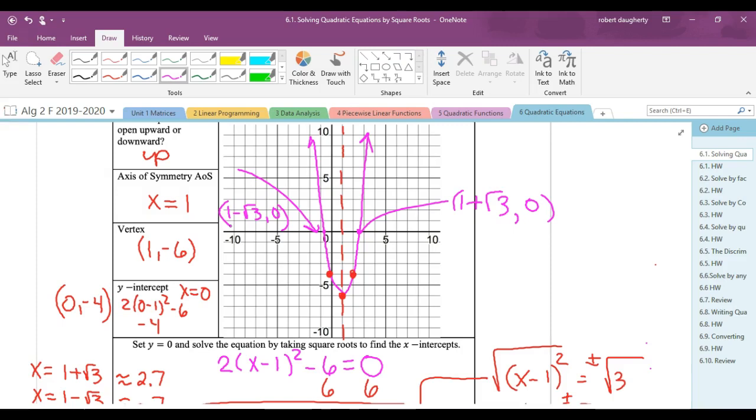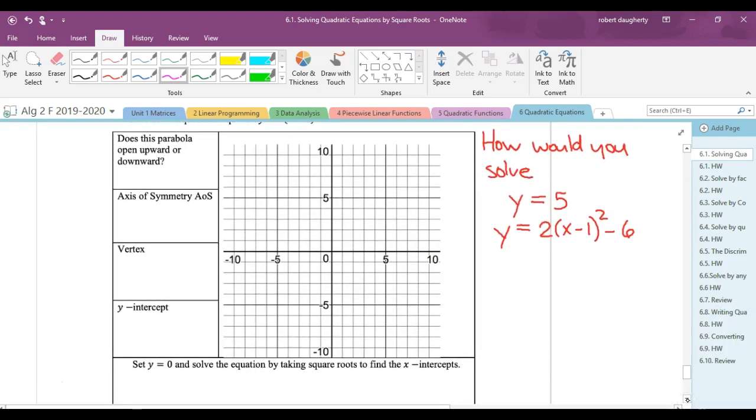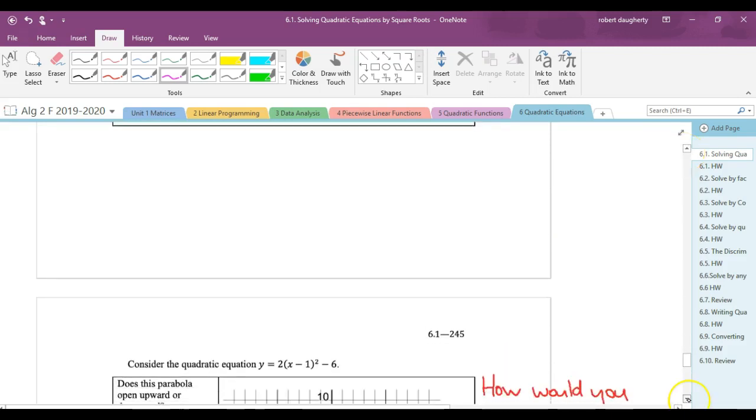Okay, so when you've got something in vertex form, you've got something squared. So the logical way of solving that is by taking square roots of both sides. Now, I'm going to do the same problem we just did. You don't have this in your book, but this is fair game for something that you might need to do.